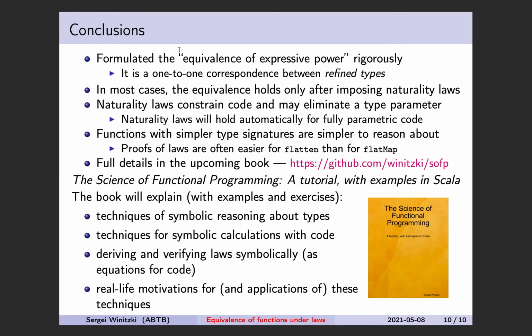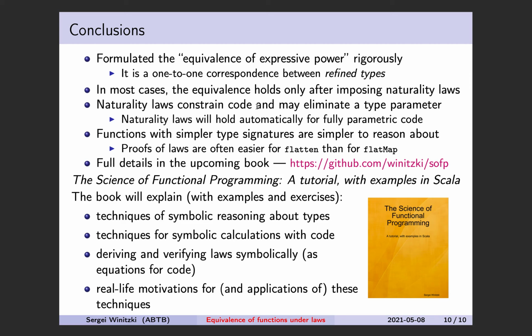So let me conclude. I formulated rigorously what it means that some methods have equivalent expressive power. Actually, it's not the methods that have equivalence, it's the refined types that you have to formulate that have a one-to-one correspondence. So this equivalence only holds after imposing some naturality laws. Almost always you have a naturality law. Unless you do that, it just is not correct that they are equivalent.